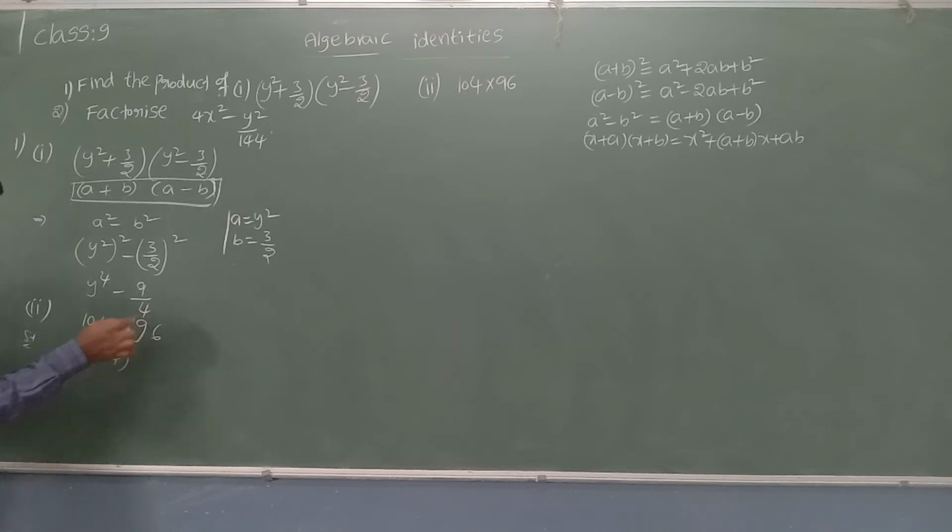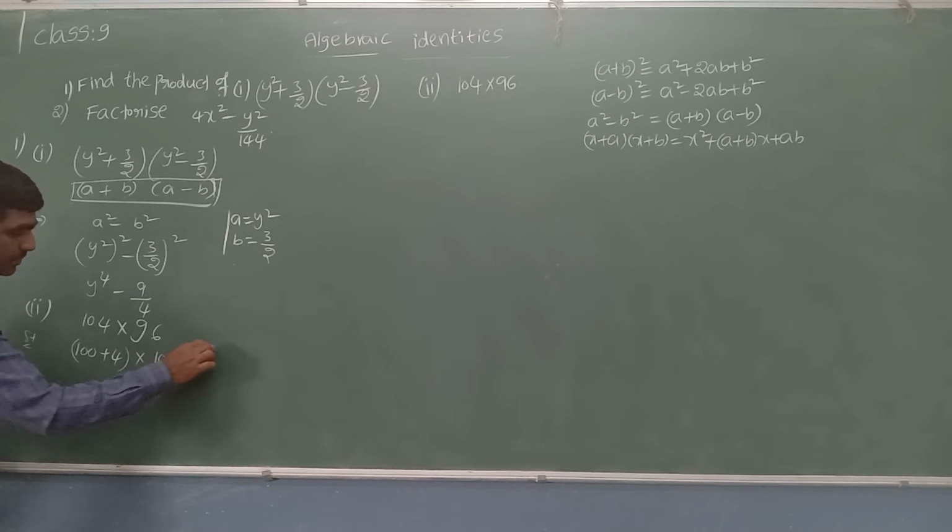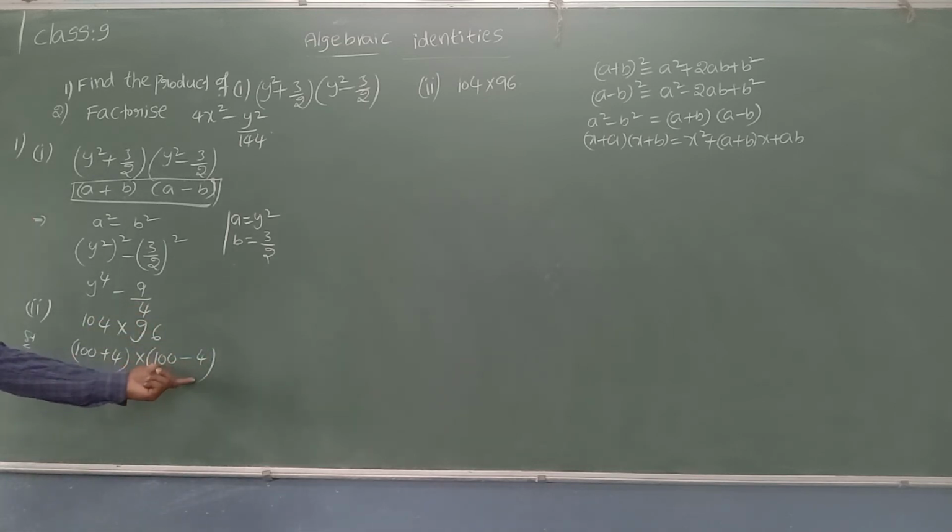Even the 96, its nearest round figure is what? 100. So from 100 to get 96, we need to subtract. How much can we subtract? Sir, 4 we can subtract. Yes. 100 plus 4 into 100 minus 4. I am trying to find the product of these numerical expressions with the help of identities.